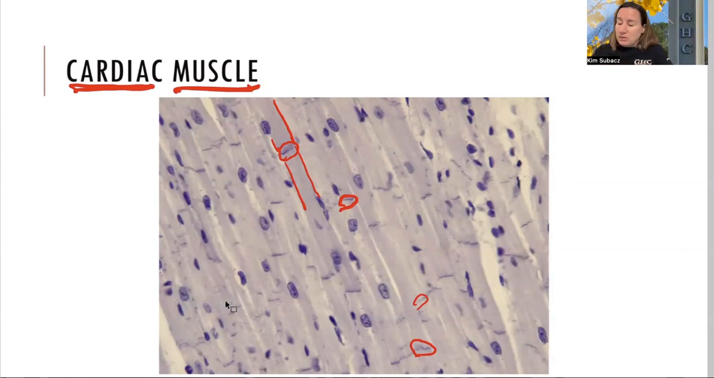So a cardiac muscle cell has these. These are kind of a giveaway, these intercalated discs. The big ovals are nuclei. Don't get the nuclei confused with the intercalated discs. Intercalated discs.